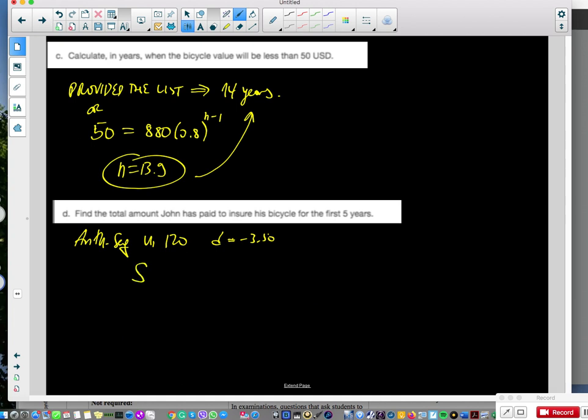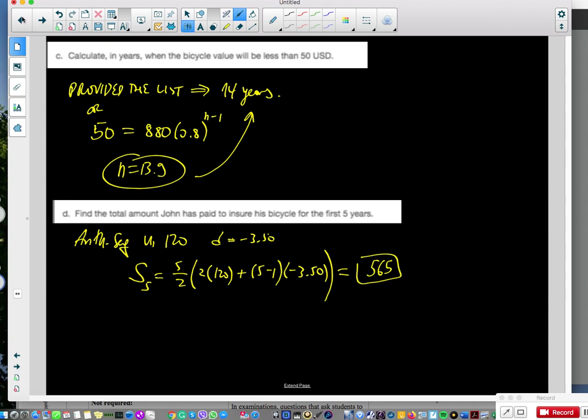So I am looking for the total. Using the formula, the total is 5 over 2 times, 2 times U1, which is 120, plus n minus 1, which is 5 minus 1, times D, which is minus 3.50. If you do that calculation, you get $565. So he has paid $565 in the first 5 years.